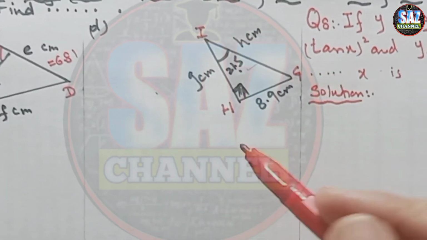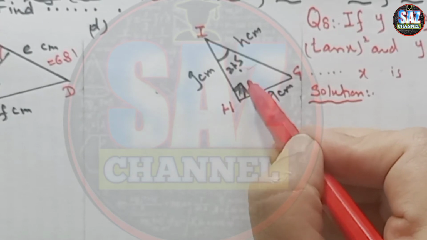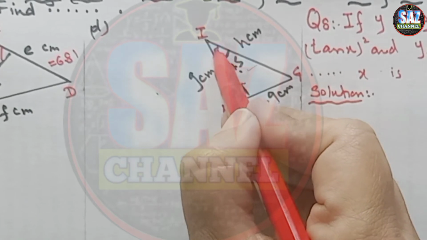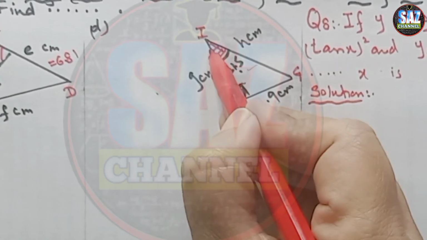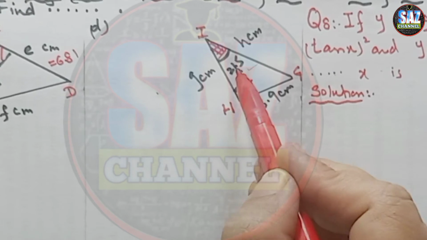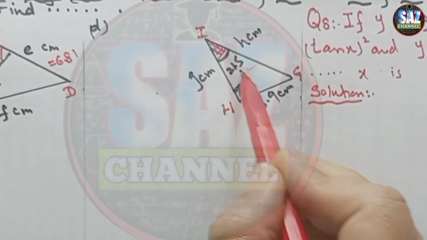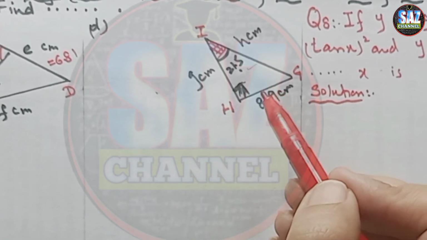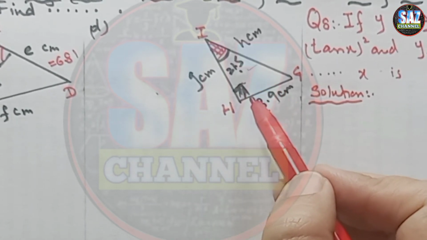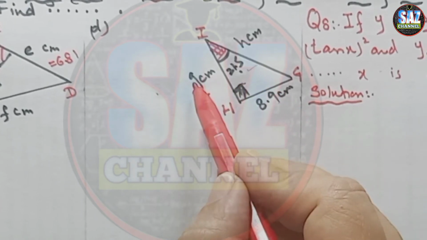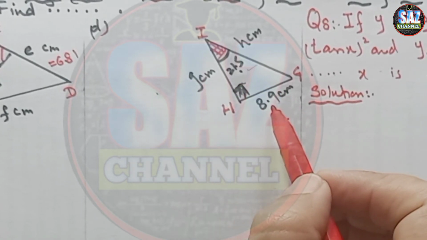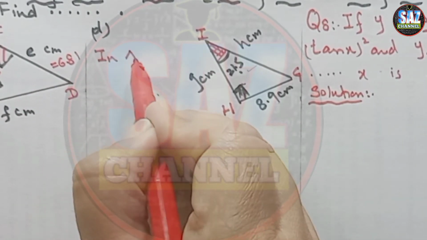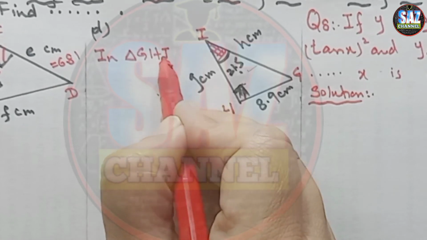After marking the vertices, with the reference of this 90 degree angle, H will be the hypotenuse, and with the reference of this acute angle, which is the reference angle 21.5, 8.9 is opposite and G is adjacent. So we have to decide which trigonometric ratio is suitable for G and which for H in triangle GHI.